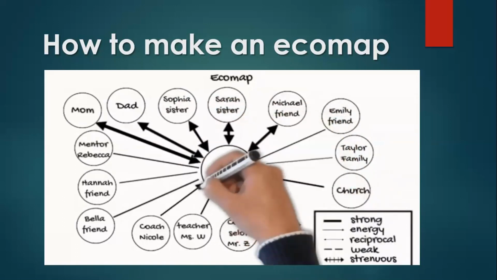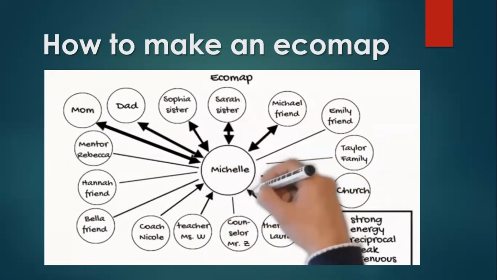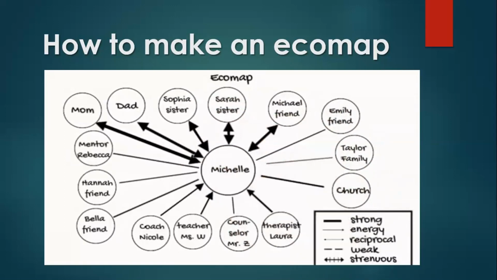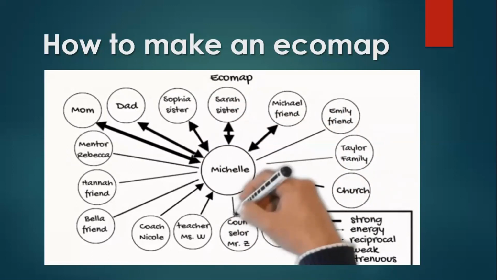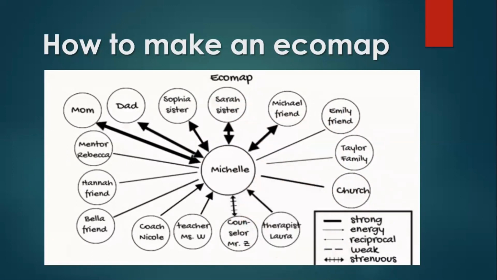Michelle mainly receives energy from her rock climbing coach, her teacher in school, and her vision therapist. So the arrow points towards Michelle, but not the other way. Michelle and her school counselor argue a lot. This relationship is a strenuous one. We put stripes to show the relationship is taxing.